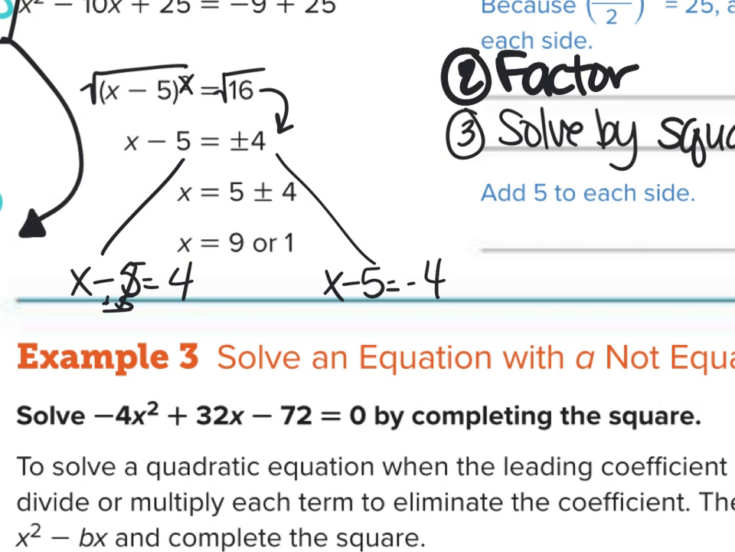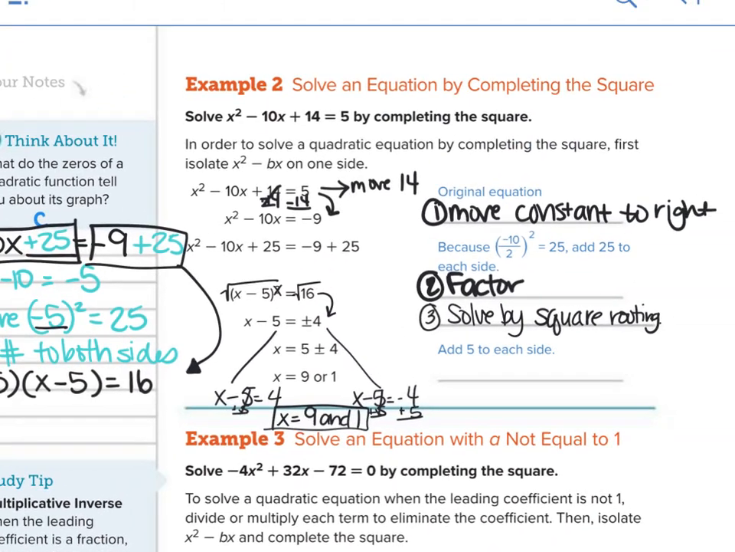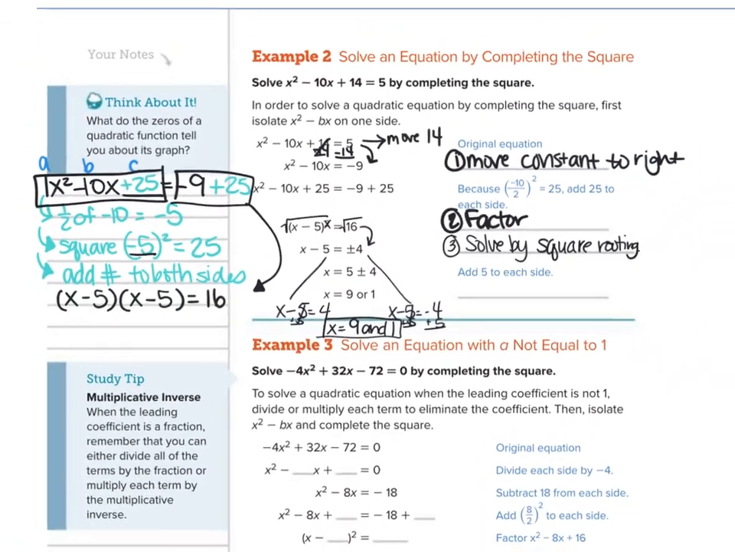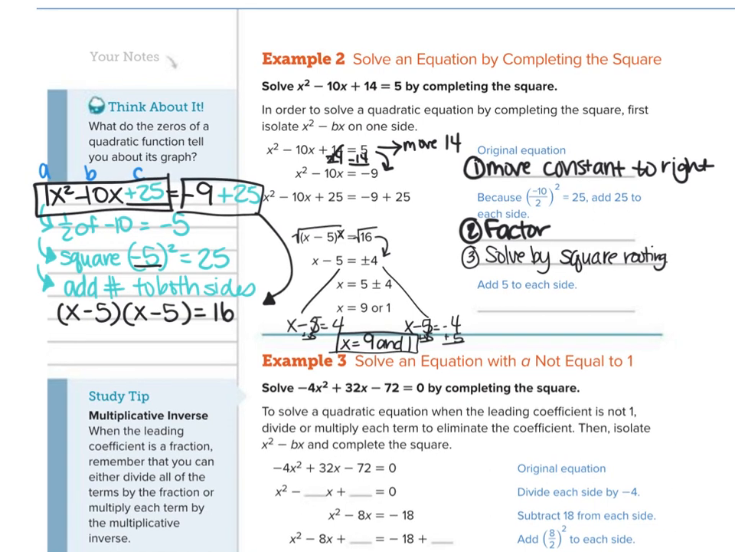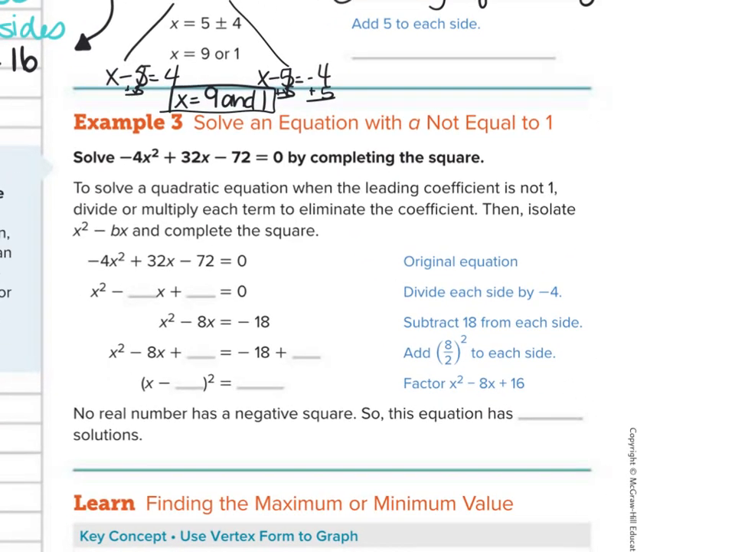So if I add 5 to 4, I get 4 plus 5 is 9. Good. And then the other side, if I add 5 to negative 4, I'm going to get 1. So we have those two answers. Kind of combining a lot here today. Honestly, this is the hardest method of factoring, and for some reason they put it not at the end. So the next methods will be a little bit easier, but this is the hard one.